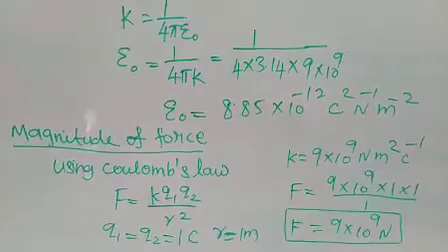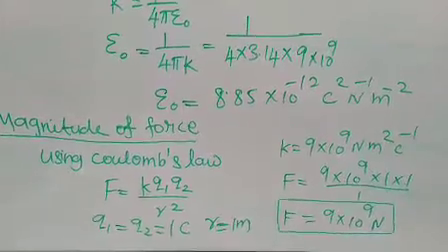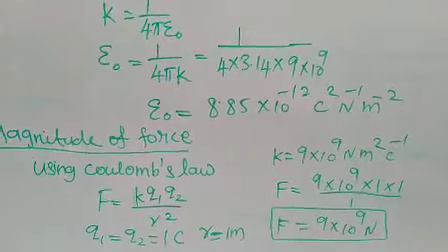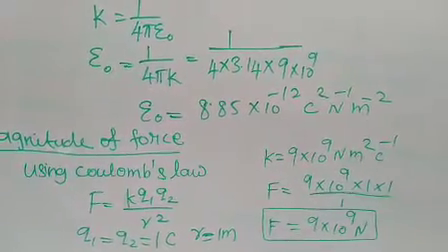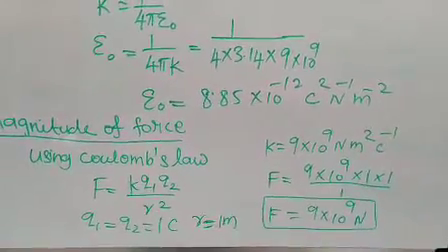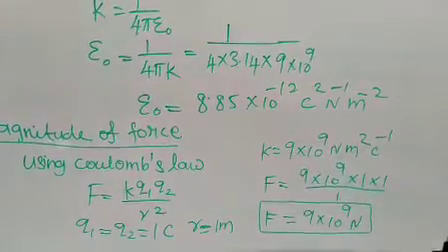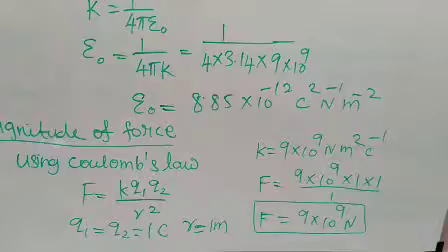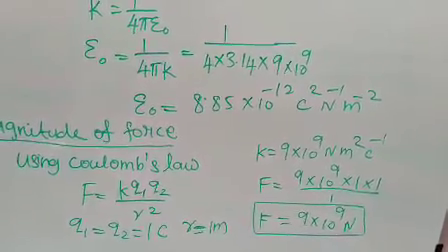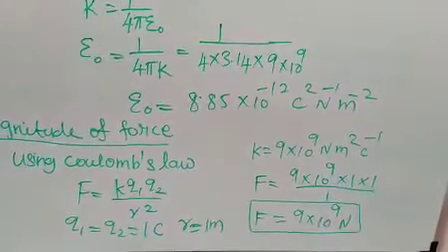Each charge has 1 coulomb. Distance is equal to 1 meter. So we already know the K value. K is equal to 9 into 10 to the power of 9 Newton meter square Coulomb inverse 2. So we obtained F is equal to 9 into 10 to the power of 9 into 1 by 1. So finally F is equal to 9 into 10 power 9 Newton.